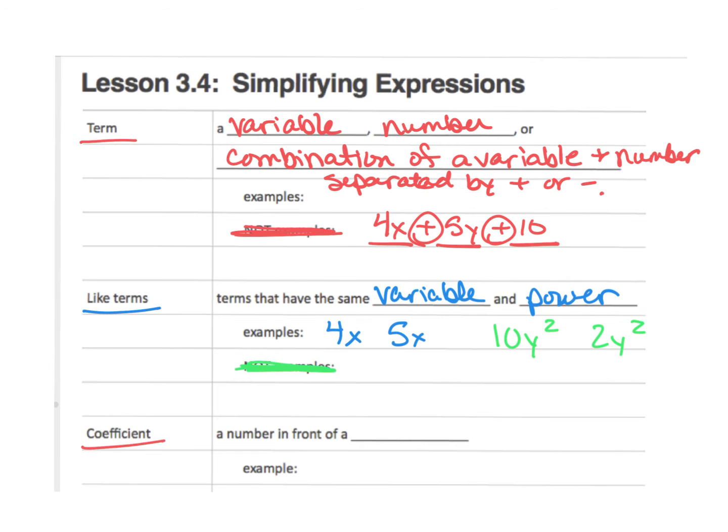Finally, we have a coefficient. That is the number in front of a variable. So 4x, 4 is the coefficient. 10y, 10 is the coefficient. Those are the coefficients, and we're going to be using those when we combine like terms. Pause the video to finish it, otherwise we're going to keep going.